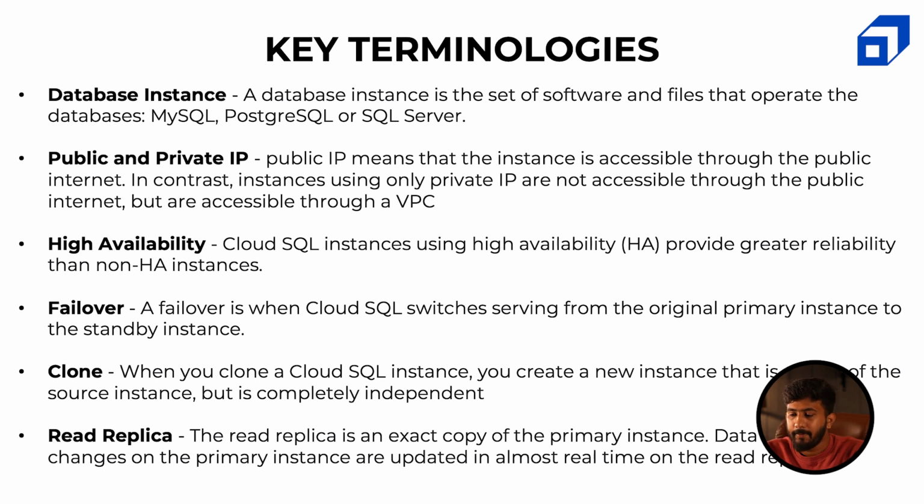Next, high availability. High availability is basically increasing the reliability of your database instances. That is, your database instances will always be running. Even if your database instance fails, there is a standby or a backup for it. That's basically high availability. Now, failover. A failover is when Cloud SQL switches serving from the original primary instance to this standby instance.